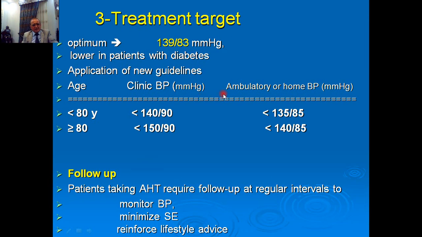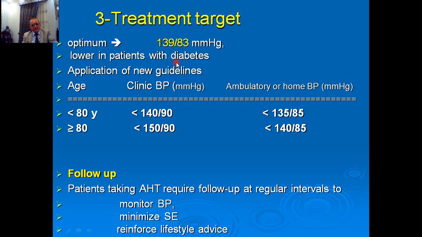Now, what target? The target set is optimum 139 over 83. Still, I am telling you an important thing. Hypertension, there are studies and trials going on every now and then. The figure is changing. This lecture is given in March 2020. It can change this figure if you have new studies.